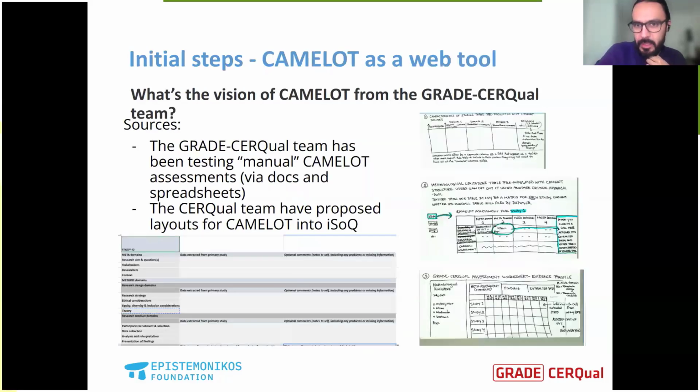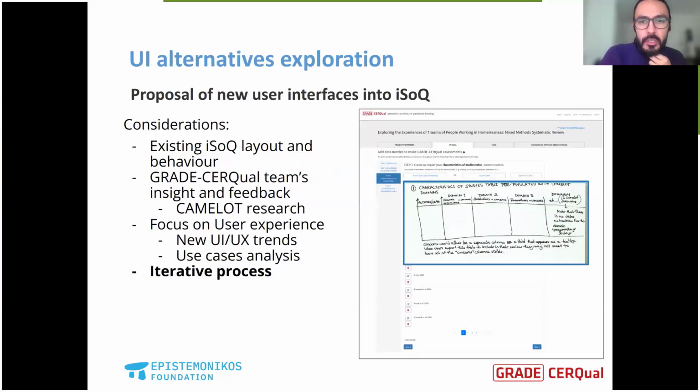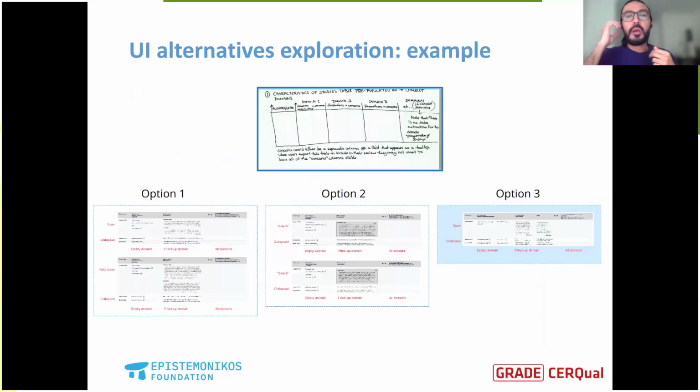So all of this feedback that I just showed you here, the drawings and all, is very valuable for us. Of course, I'm showing just a little example. This is the characteristics of studies table. At the top, we have some of the proposals of the GRADE-CERQual team. And below, we have different options that we started creating just to see which one was the most appropriate.